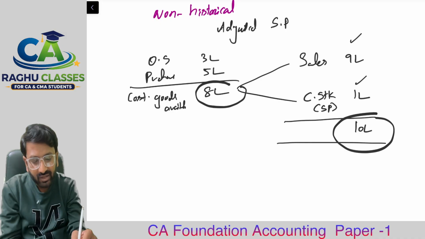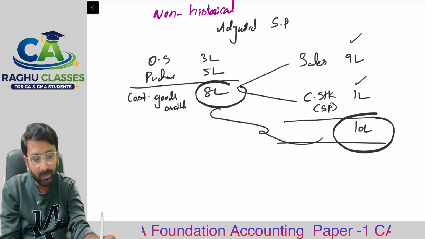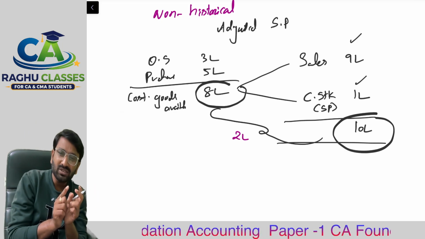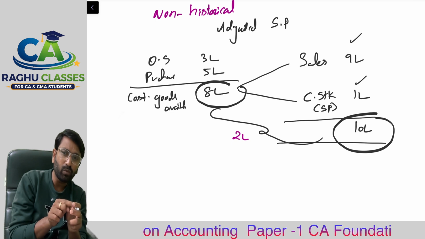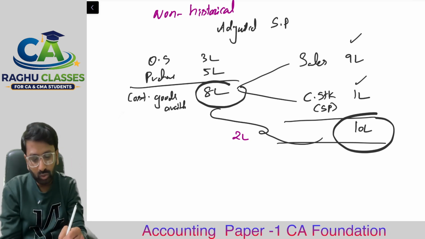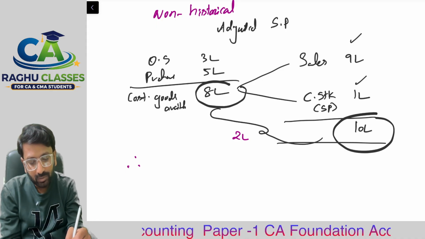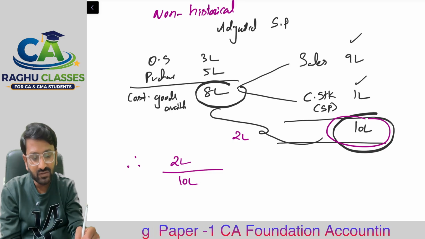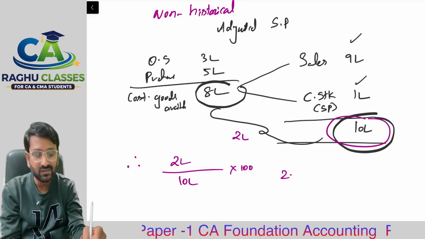Which means, had I sold the entire item, my profit would have been 2 lakhs. See, 2 lakhs I haven't made. 2 lakhs is what I could have made provided I sell everything. So therefore, can we say our gross profit ratio would be 2 lakhs upon 10 lakhs, 20% on my sales.